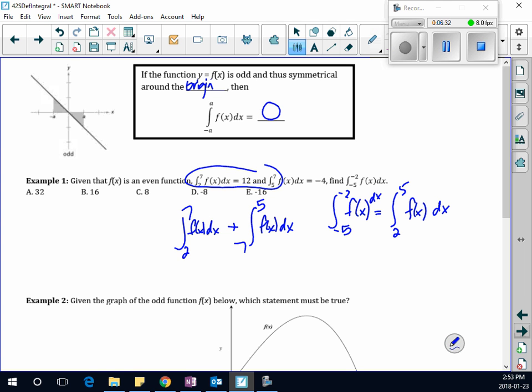Okay, so what's this area equal to? 12. And what's this area? Now, if I compare this area to this, it's not -4 now because I switched it. So what is it going to be? It's going to be 4. So it's going to be +4, which gives me 16. So that's my answer right there, 16. Everybody get how I got that?